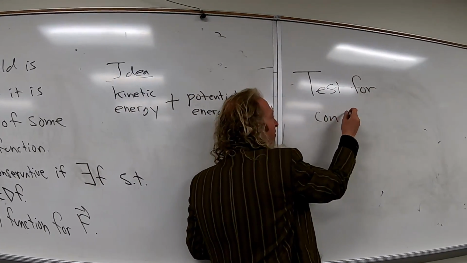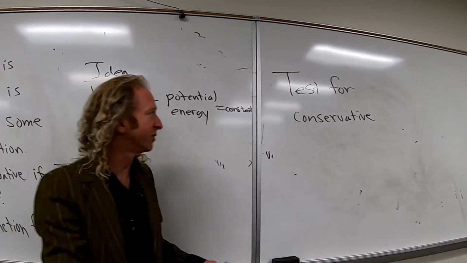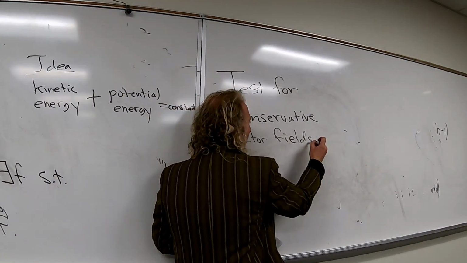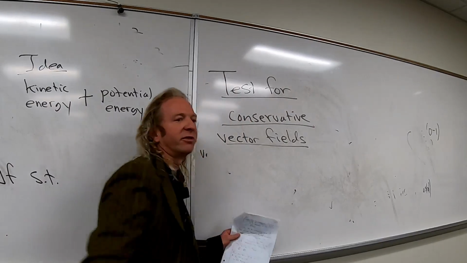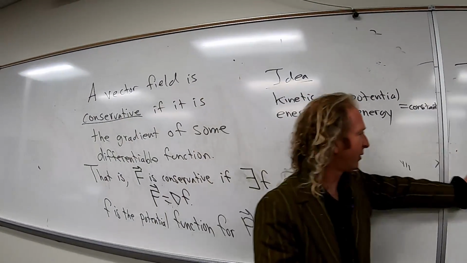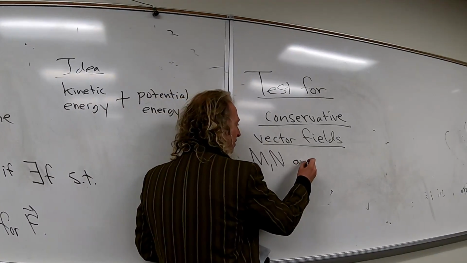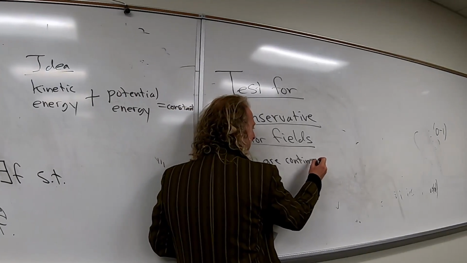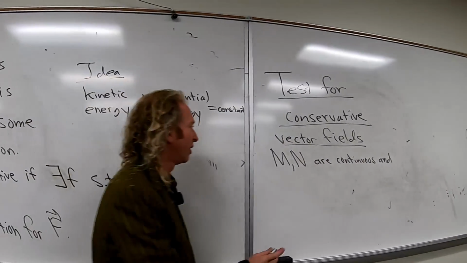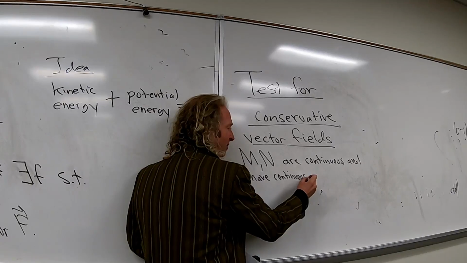Test for conservative vector fields. I'm going to write it a little bit differently than what's in my notes. So here M and N are continuous and have continuous first partial derivatives. This is always going to be the case.